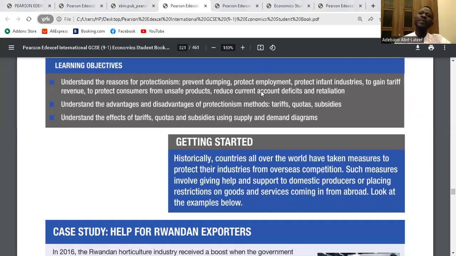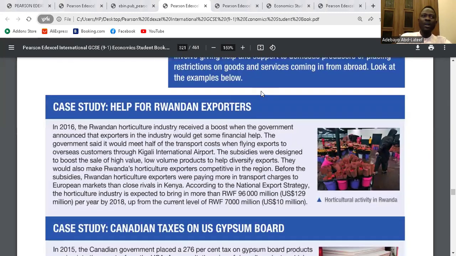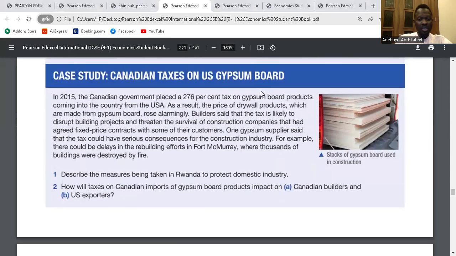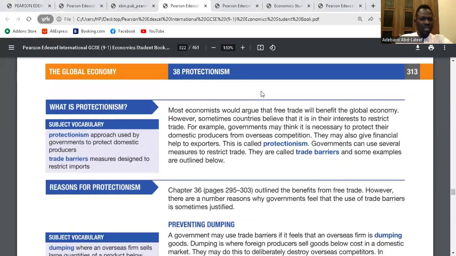So protectionism. When we're talking about protectionism, we're talking about government economic policy to restrict importation. That is what protectionism is. Then I'm scrolling down. Yeah, what is protectionism?